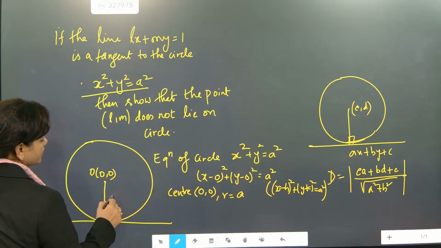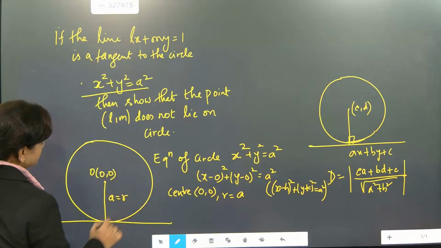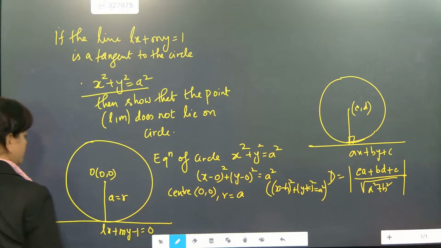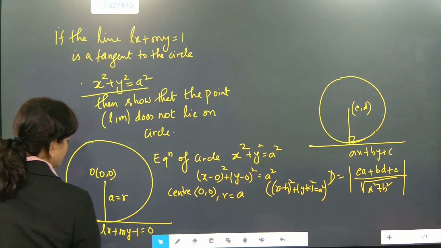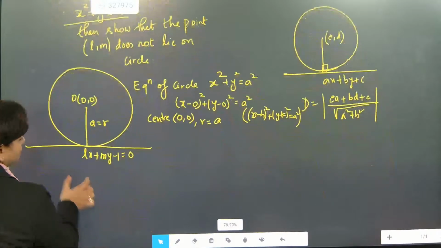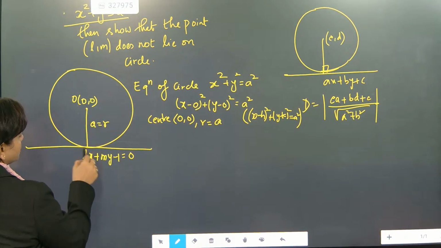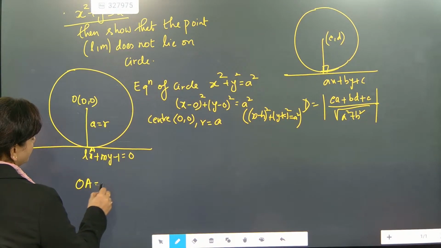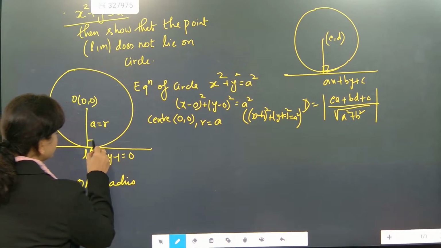The radius, according to the equation, r is equal to a, and the tangent which is touching is Lx plus My minus 1 equal to 0. This is the equation. So shall we use the distance formula? According to the distance formula, this is the distance, O to A. OA is nothing but the radius, because the radius and tangent are perpendicular.